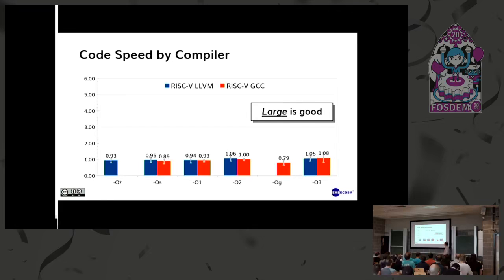Okay? Perhaps surprising for RISC-V, you don't get a huge amount of speed up. Optimization's not perhaps as effective as you might hope. So we can do that gross comparison. That's just to give us a big picture.